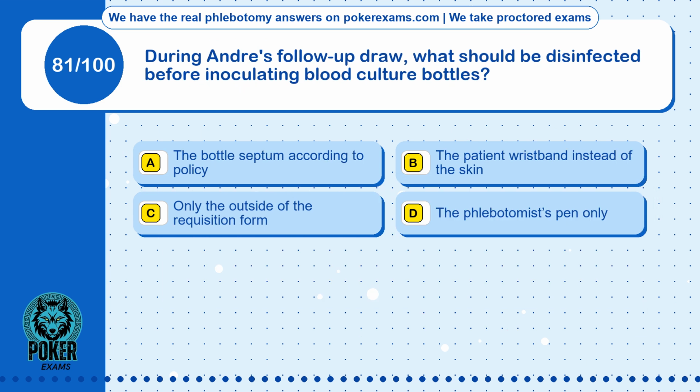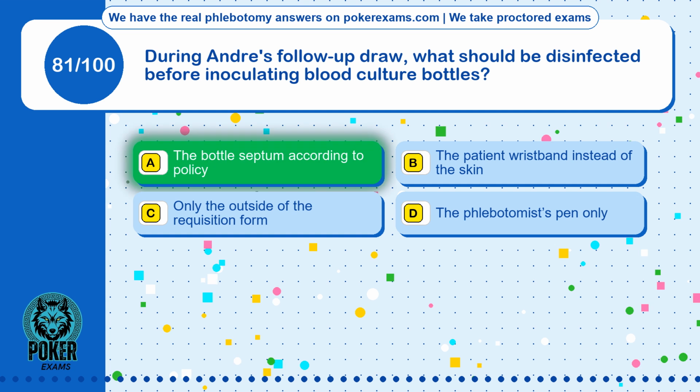Question 81. During Andre's follow-up draw, what should be disinfected before inoculating blood culture bottles? Option A. The bottle septum according to policy. Option B. The patient wristband instead of the skin. Option C. Only the outside of the requisition form. Option D. The phlebotomist's pen only.